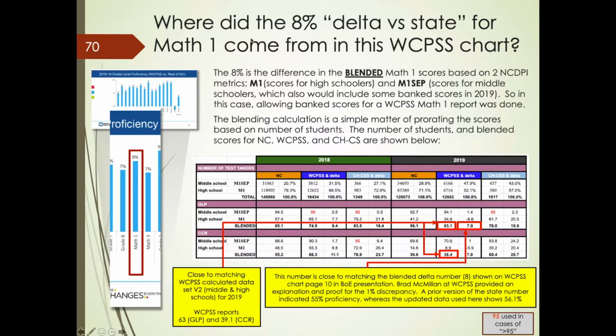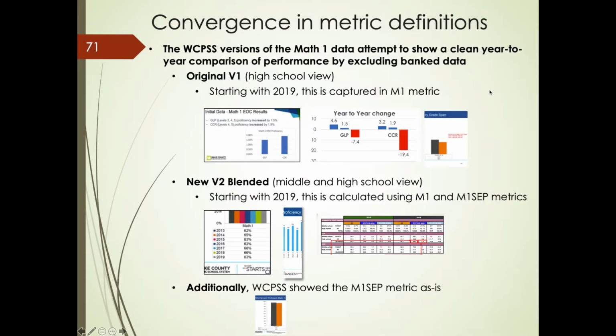So the other thing interesting on this chart, if you really stare at it a while, this will tell you sort of the mixture of middle school and high school students that are taking the Math 1 EOC, for each North Carolina, Wake County, and Chapel Hill. So you can see the percentage of students in each middle school and high school level taking that test. These top rows here show the quantities, the number of students, and the percentages of each, and then here are the GLP and CCR scores below. So we're getting near the end here.